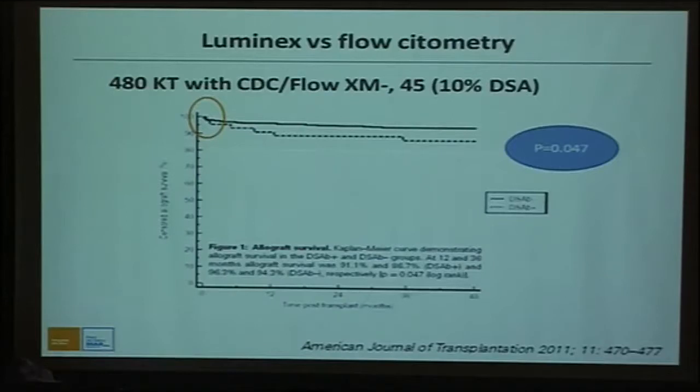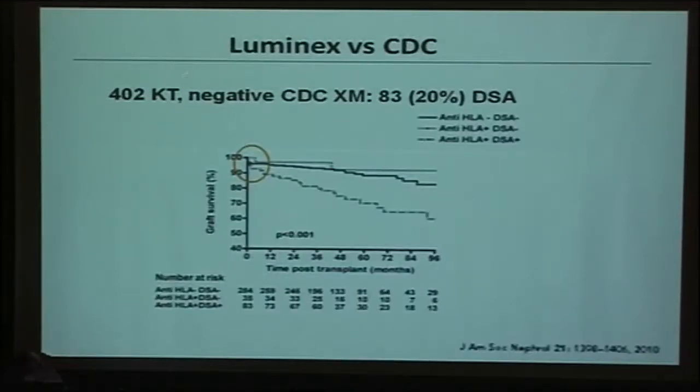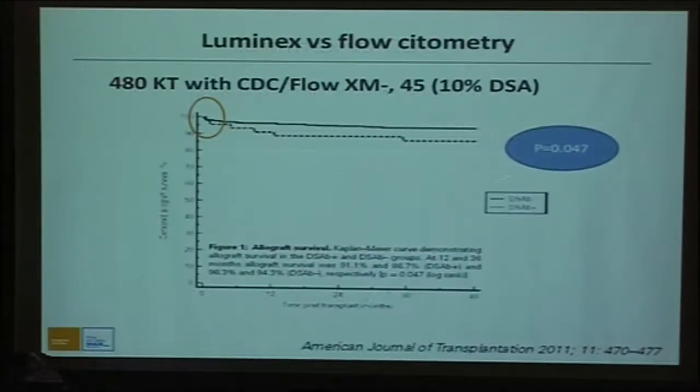And what about a more selected population, almost 500 patients with a negative CDC and a negative flow cytometry cross-match? What have we done with this flow cytometry cross-match? Discarding some positive flows that were negative in CDC, so some patients at higher risk of rejection. So CDC negative, flow negative, but still 45 of them, 10%, had donor-specific antibodies. The impact of having these antibodies, instead of not having them, is also significant in terms of graft survival. Not as significant as including those patients with only a CDC negative cross-match, but also significant, as you can see.